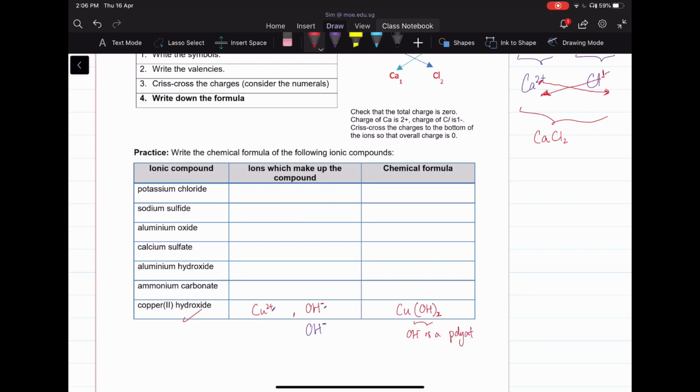Okay, if it is a polyatomic ion, it means that inside this entire ion, OH comes as a set. So if you're going to put a 2 outside to represent them, you must always put a bracket. If not, it doesn't show that it's a set. Okay, so this is something to take note of.